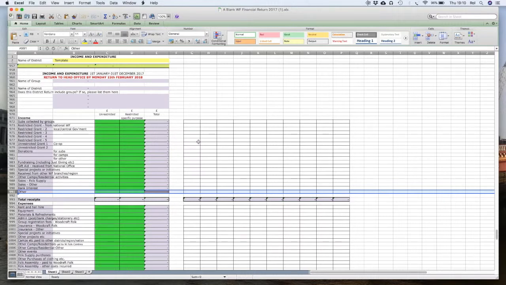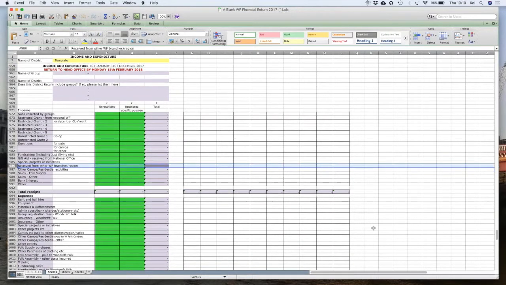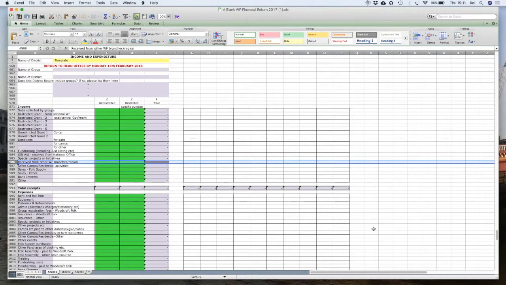Yes, now this is a slight complication, as you'll have gathered. You need to put the income to the district in on line 986. But on the columns for the other groups, of course, it's not an income, it's a payment, isn't it? Yeah, so then go out in the bit below. No, ideally, one would put it down as a negative income on the same line, 986.